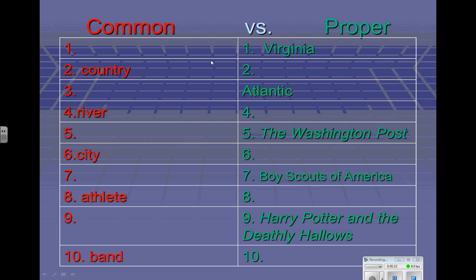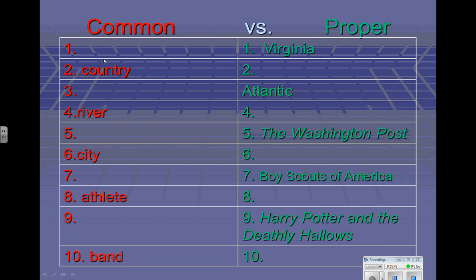So for example, I'll do the first one with you. We have the common noun spot, it's empty. In the proper noun spot, we have Virginia. Well, what is Virginia? What would be a more general term for Virginia? If you guess state, that would be correct. You could also say location, and then I would write this on the left side of the chart.